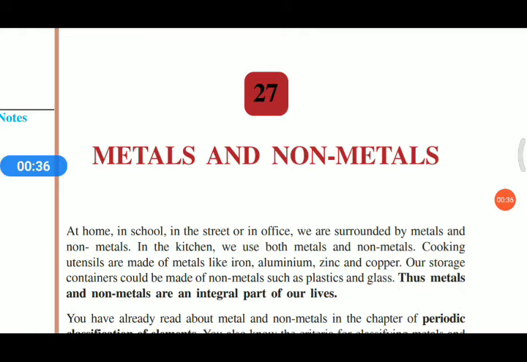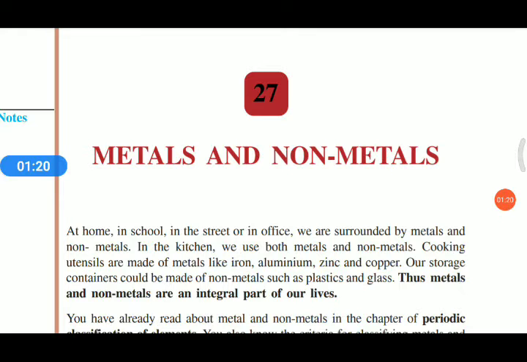We know in our everyday life we use metals for many purposes. Metals conduct heat, so most of our utensils are made of metals. And non-metals are insulators, so we make the handles of these utensils using non-metals. We made this pin using metal, and we use our chappal made of non-metals, etc. We can see many examples in our daily life of metals and non-metals.